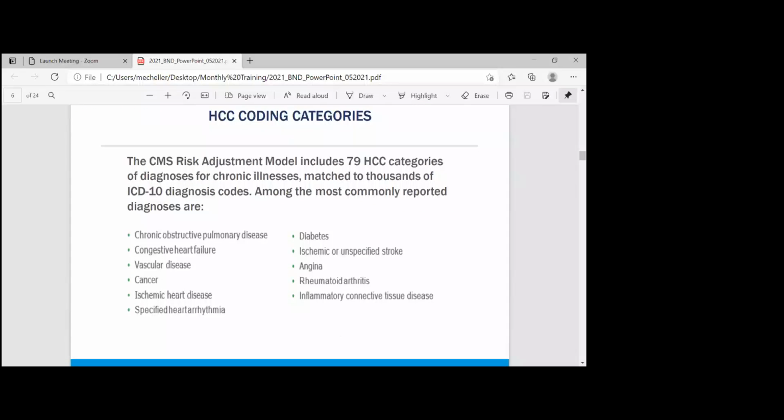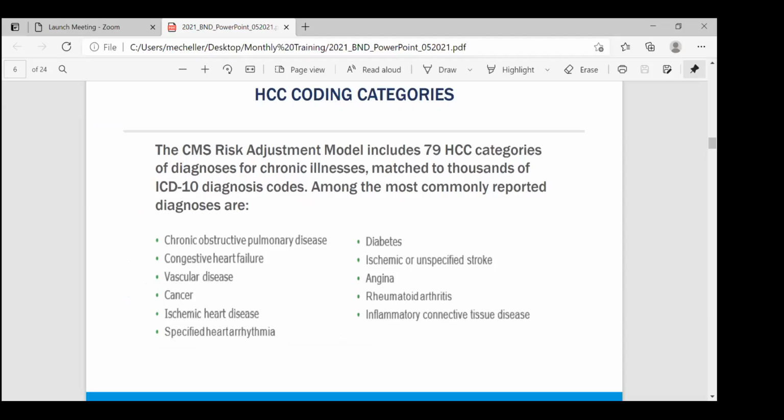So here on this slide, the CMS risk adjustment model includes roughly 79 HCC code categories of diagnoses for chronic diseases and illness, and it's mapped to thousands of ICD-10 diagnoses codes. And some of the conditions we've listed here are some of the more common ones. So COPD, congestive heart failure, vascular disease, cancers, diabetes. So these are some of the chronic diseases and conditions where we go back and look at prior year conditions. So we're looking back 3 years prior to see if any of these conditions, which weigh fairly high on the HCC code model, are missed in any of our patient statuses. If they are missed, you are receiving information asking that you validate conditions, diagnoses, or send in medical records.